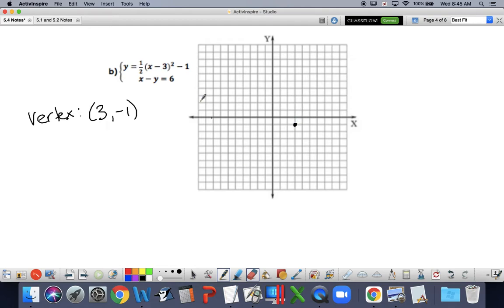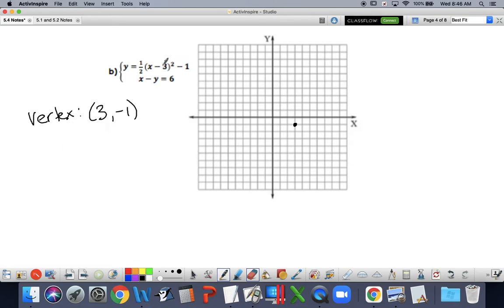And I know it opens up, and it's going to be a little bit wider than what we normally work with. So now I need to come up with a couple of other points that exist on this function. Well, let's see. Let's plug in a couple of points. Now, I look at this, and I know I'm going to be multiplying by a 1/2 after I perform this operation in here. So before I square it, I really want to make sure that I have an even number that I get out of this parentheses.